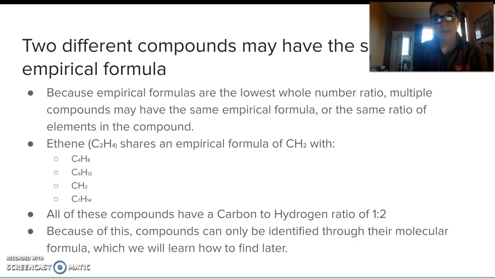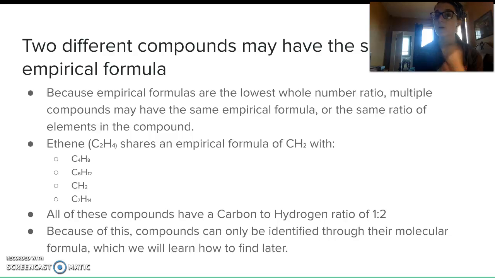The thing about empirical formulas is they are not unique to compounds. So two different compounds can have the same empirical formula. Because empirical formulas are the lowest whole number ratio, multiple compounds can have the same empirical formula, or the same ratio of elements in a compound. So ethene shares an empirical formula of CH2 with multiple things: C4H8, C6H12, CH2, C7H14. All of those compounds have a carbon to hydrogen ratio of 1 to 2.